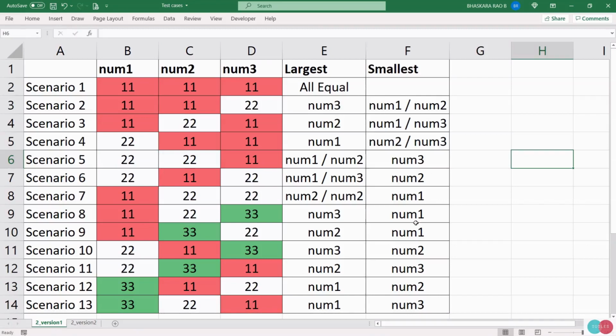So we have listed all these possibilities. These are all the possibilities, including equality: even if we give equal numbers, all the three numbers equal or any two numbers equal, but those two equal numbers lesser than the other number, or those two equal numbers are greater than the other number. Likewise, we have considered all the possible 13 scenarios.